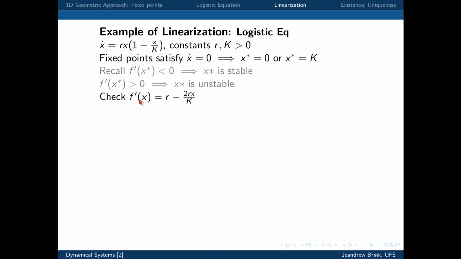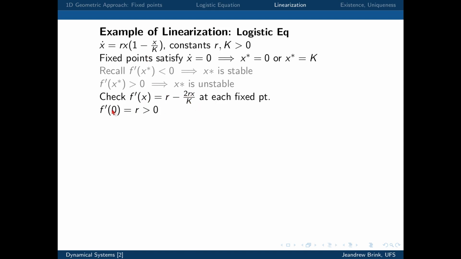So the first thing is you have to work out the derivative of f of x. You just take d/dx of this, and that equals r minus 2rx over k. And then we evaluate that at each fixed point.